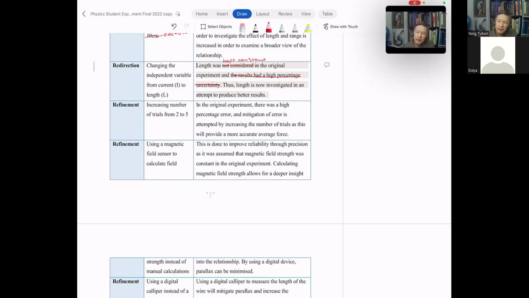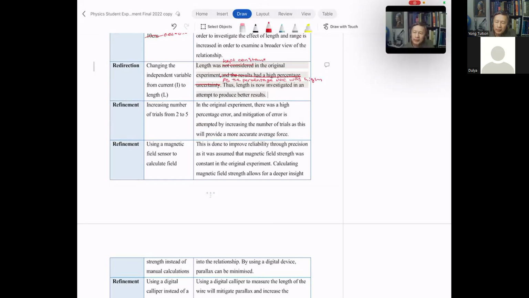Can you say the length was kept constant in the original experiment, period. The second sentence is: as a result, the percentage error was high. Was it high?